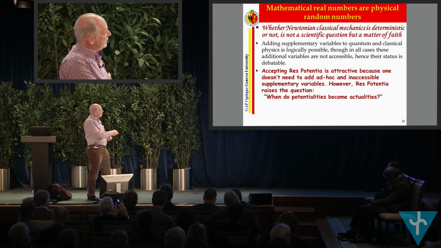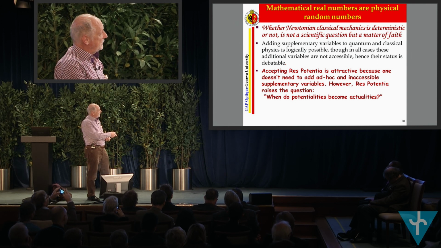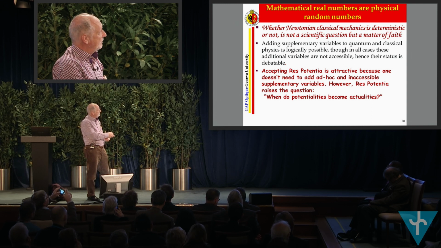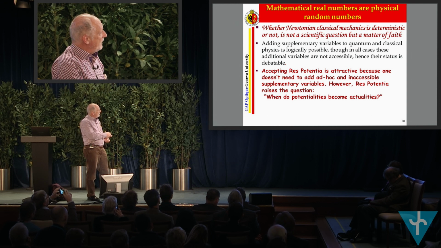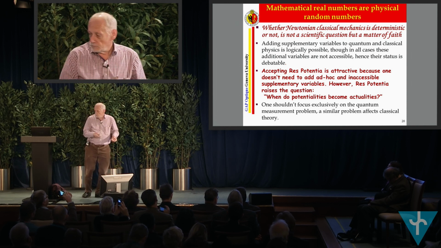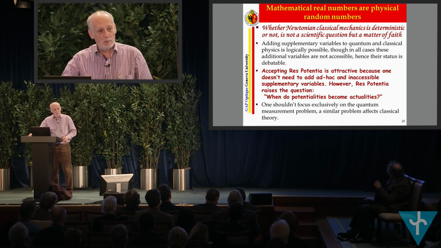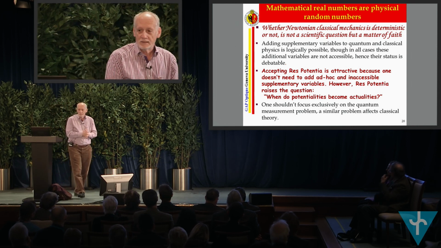So accepting, on the other side, res potentia, I find very attractive, because one doesn't need to add these ad hoc and inaccessible supplementary variables. However, then we have this question, when do potentialities become actual? And we should not focus only on the quantum measurement problem. We have the same problem actually in classical mechanics.